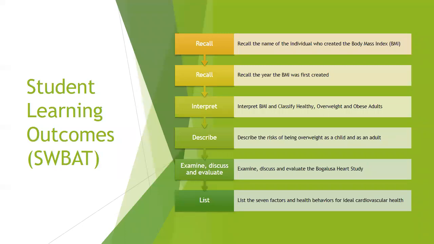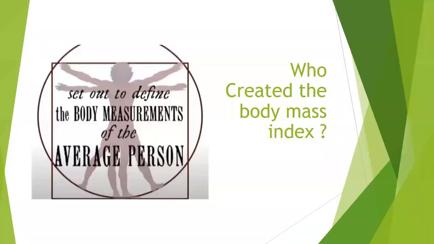Recall the year the BMI was first created. Interpret BMI and classify healthy, overweight, and obese adults. Describe the risks of being overweight as a child and as an adult. Examine, discuss, and evaluate the Bogalusa heart study. And list the 7 factors and health behaviors for ideal cardiovascular health. So that's student learning outcomes for today.